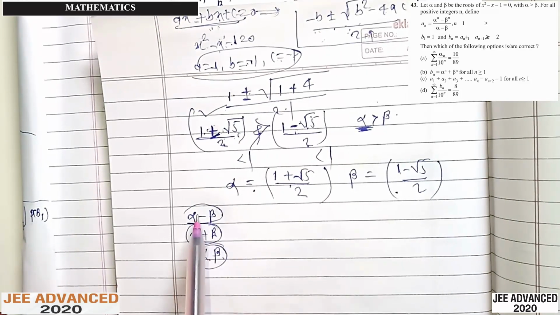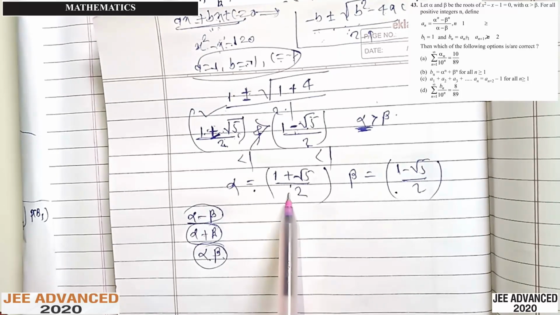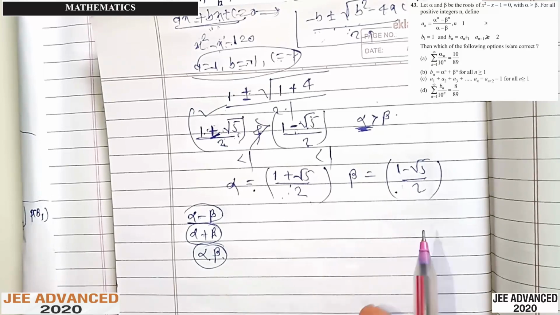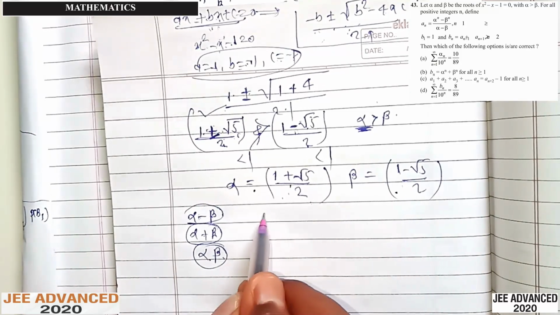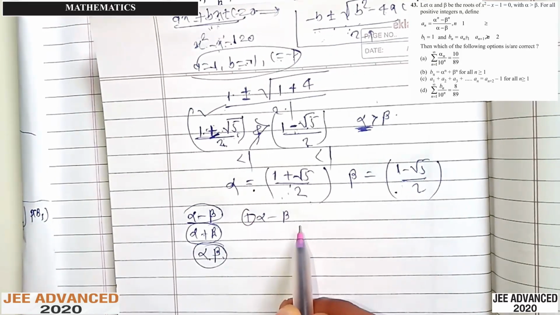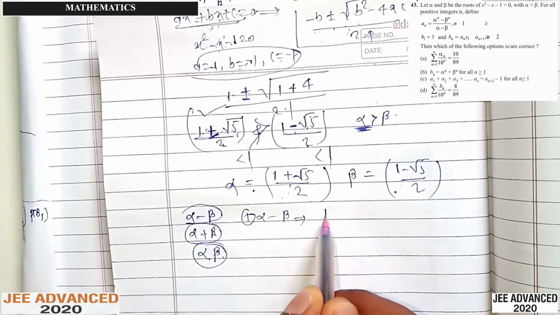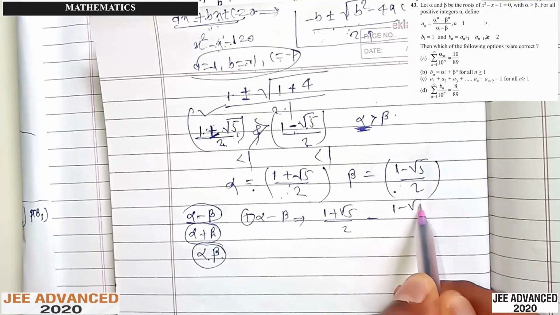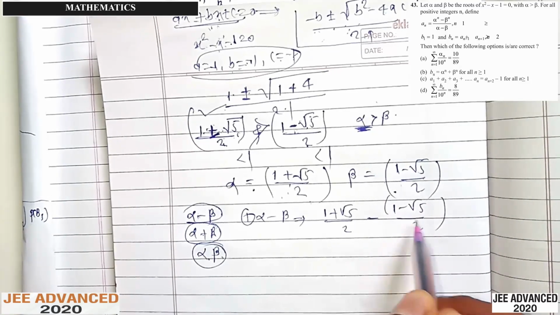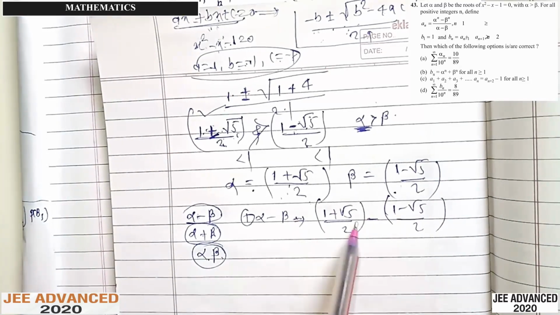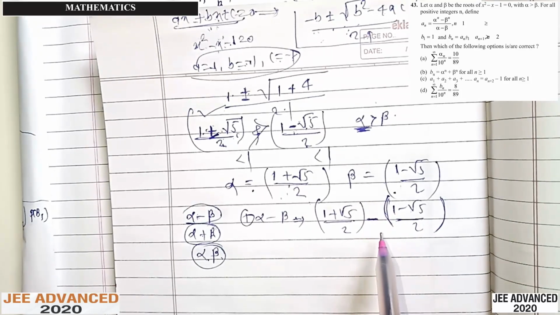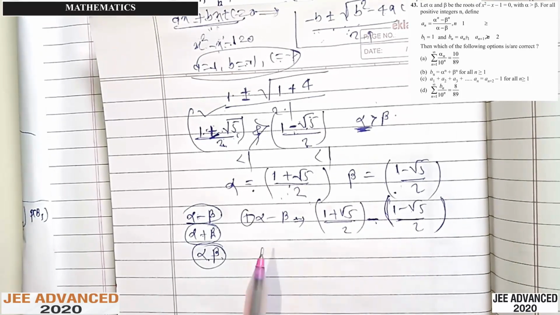Now let's find alpha minus beta. Because alpha is bigger and beta is smaller, their subtraction always comes positive. So alpha minus beta is 1 plus root 5 by 2 minus beta, 1 minus root 5 by 2. Always make a bracket for the negative numbers, because the negative sign changes the values everywhere, so be careful about the sign.